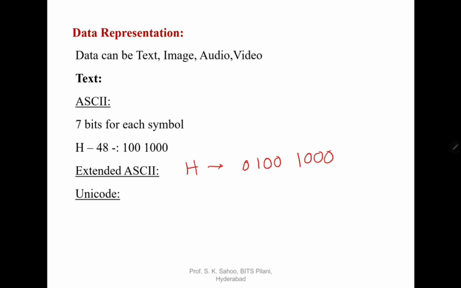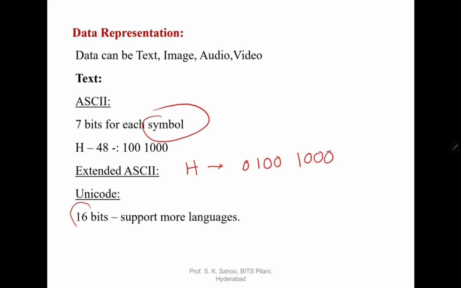Okay? But you know, the ASCII code or extended ASCII code has 8 bits. So with 8 bits, we can have maximum 2 to the power 8, that is 256 number of symbols we can represent. That is sufficient for only the English language. But you know, in the world, we have so many languages. To support that, in place of 7 bits or 8 bits, we use more number of bits. That is what is called Unicode.